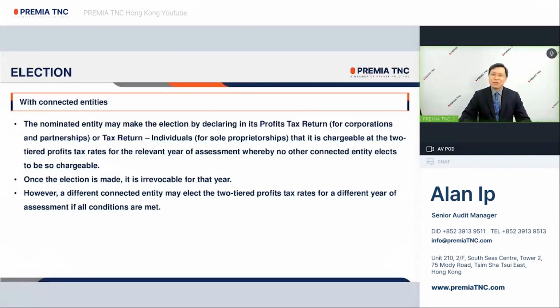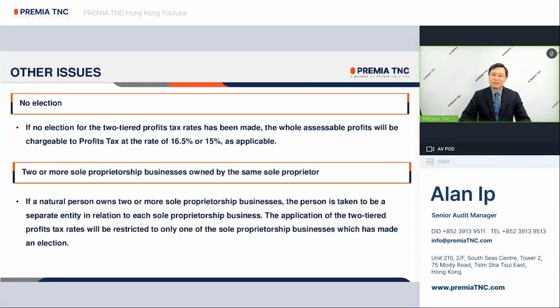For taxpayers with connected entities, the nominated entity may make the election by declaring in its profits tax return or individual tax return that it is chargeable at the two-tier profit tax rate for the relevant year of assessment, whereby no other connected entity elects to be so chargeable. Once the election is made, it is irrevocable for that year. However, a different connected entity may elect the two-tier profit tax rates for a different year of assessment if all conditions are met. Let's talk about some issues you may be concerned about.